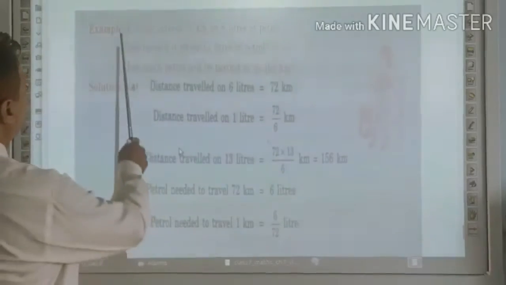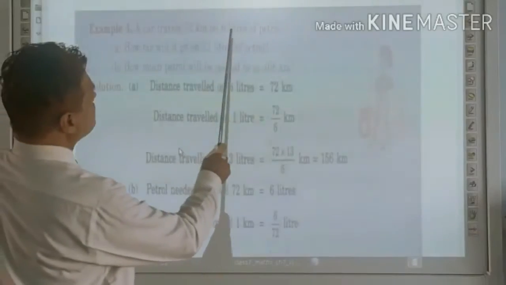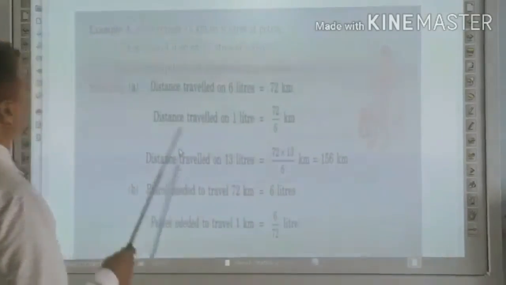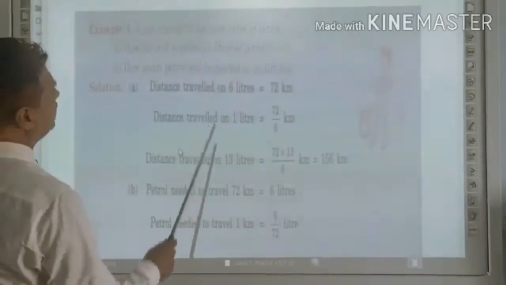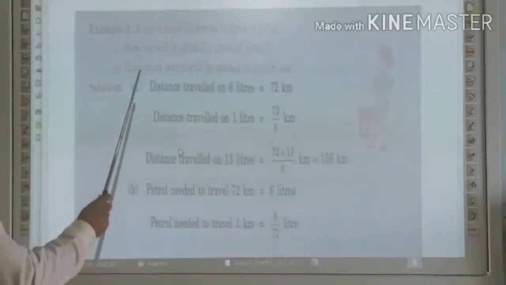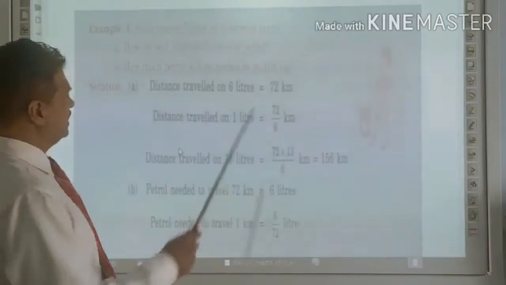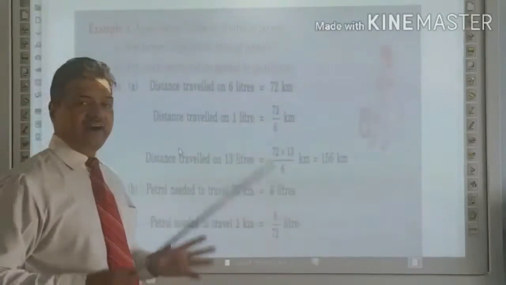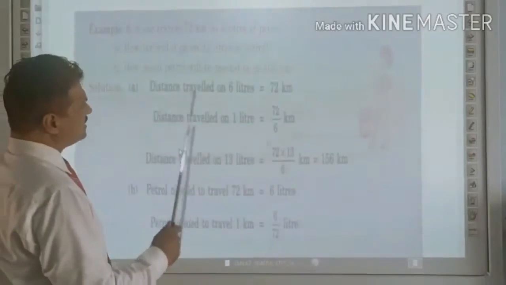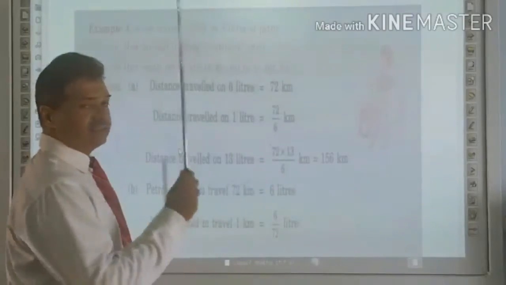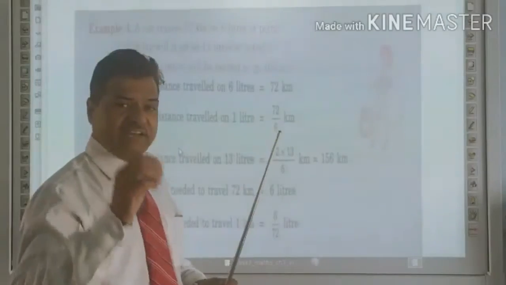Now, a car travels 72 kilometers on 6 liters of petrol. How far will it go on 13 liters of petrol? The distance traveled on 6 liters is equal to 72 kilometers. For the distance traveled in 1 liter, many to 1, we compulsorily divide.